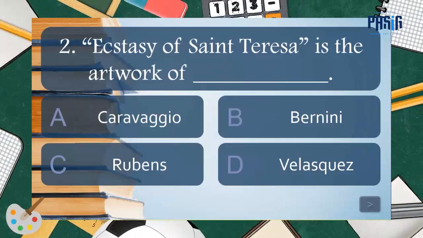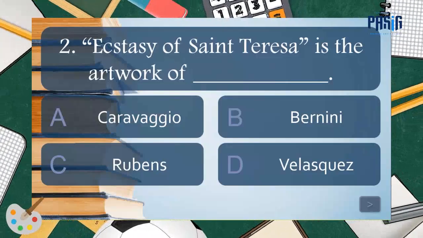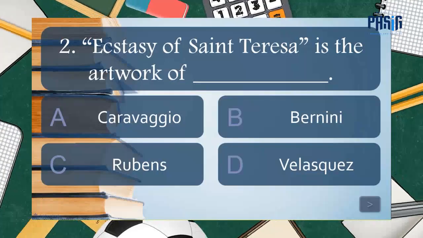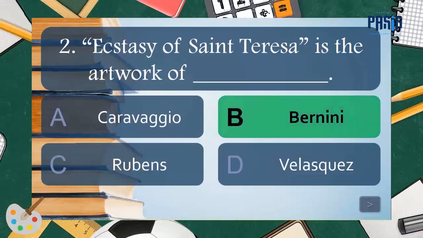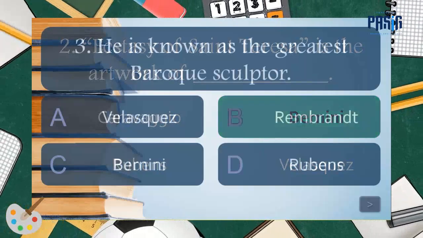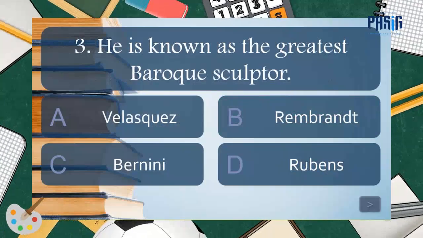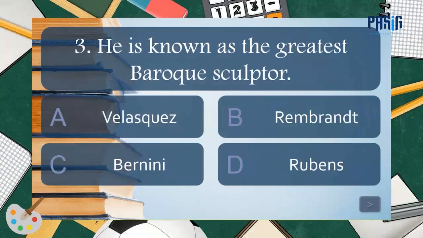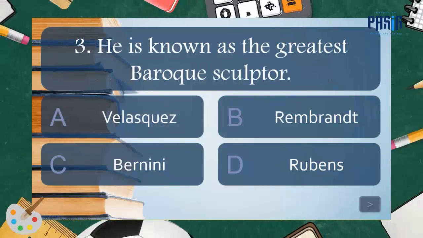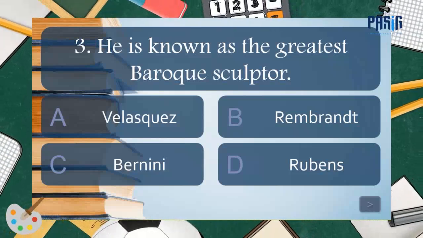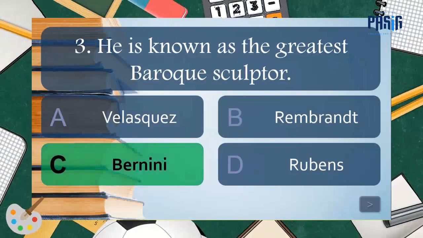2. Ecstasy of Saint Teresa is the artwork of blank. A. Caravaggio, B. Bernini, C. Rubens, D. Velázquez. The correct answer is B. Bernini. Good job! 3. He is known as the greatest Baroque sculptor. A. Velázquez, B. Rembrandt, C. Bernini, D. Rubens. The correct answer is C.